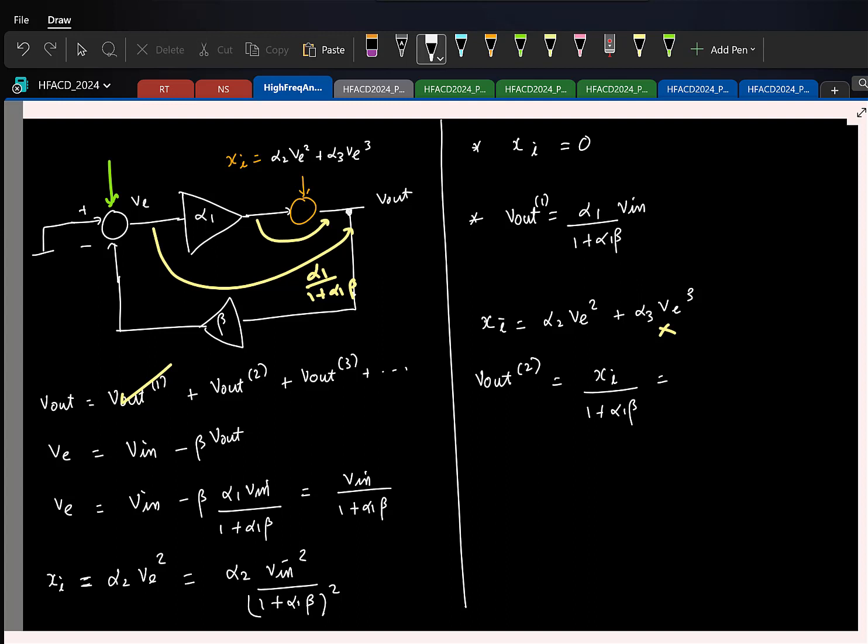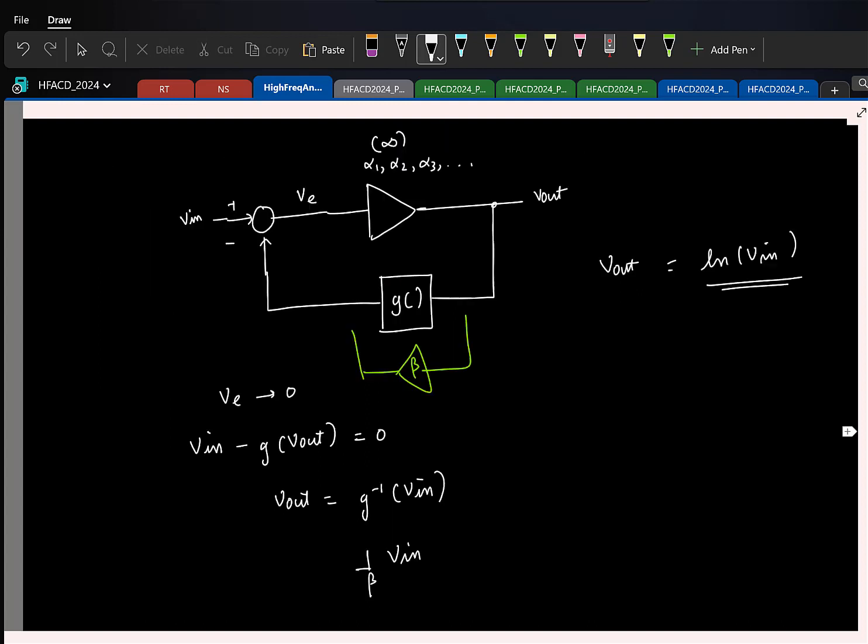I know my injected signal, let me write it. It's alpha 2 v in square. So I'll have 1 plus alpha 1 beta. Right? So now you see you got it straight away. You don't have to see what is x plus y plus z whole square.